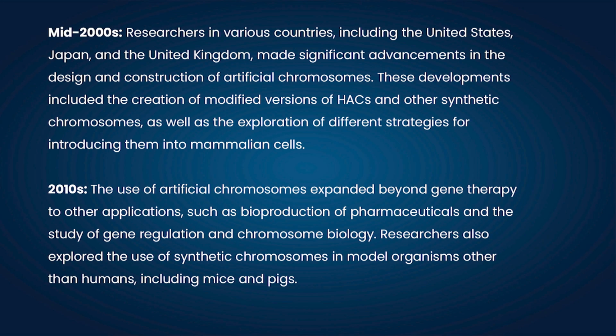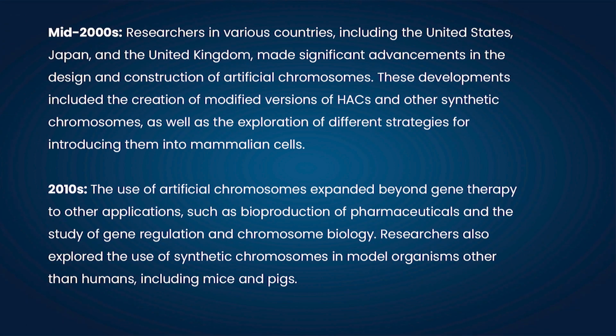So, in the mid 2000s, most of the research was focused on modifying or improving the older version of HAC so that it could be used more efficiently in mammalian cells without interfering with the natural genome. Around 2010, the use of artificial chromosomes expanded beyond gene therapy to other applications such as bioproduction of pharmaceuticals and the study of gene regulation and chromosome biology.